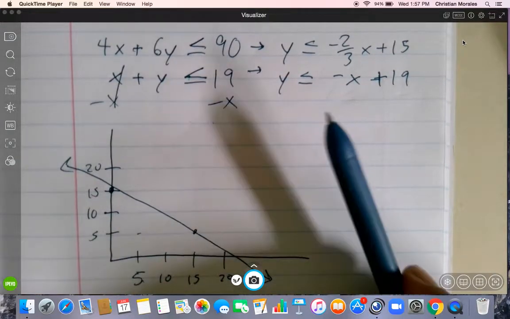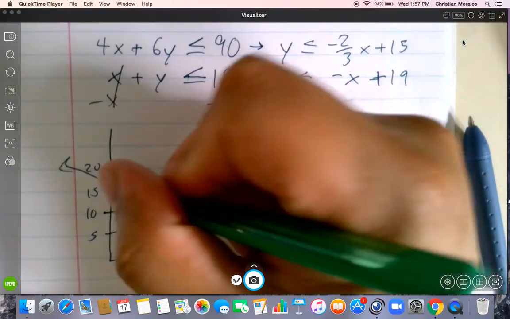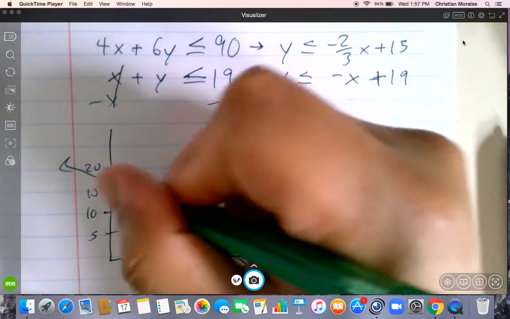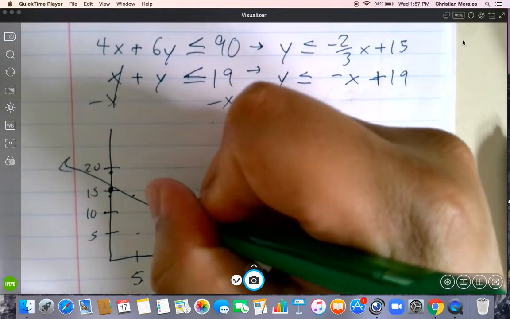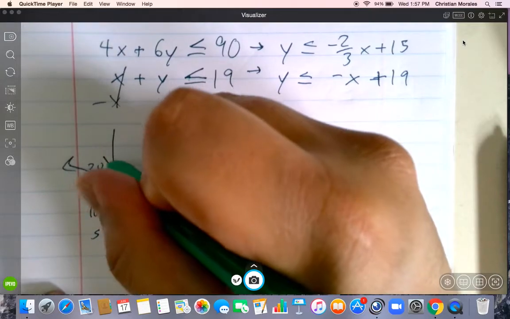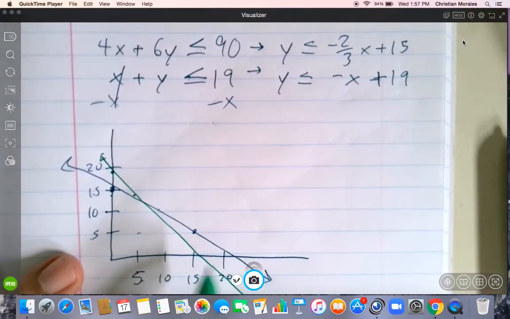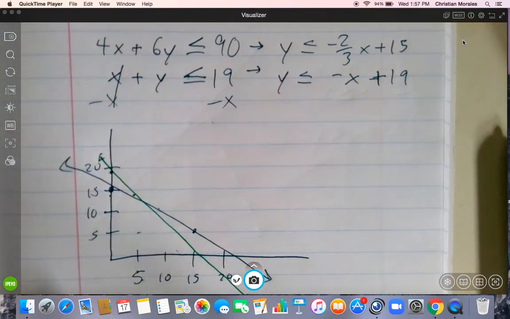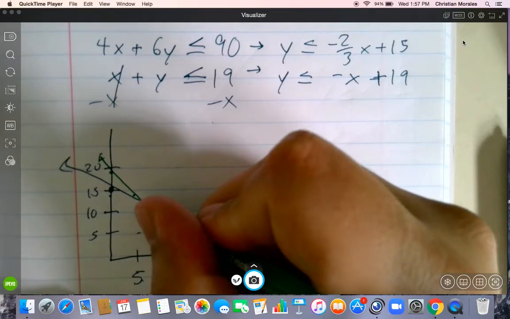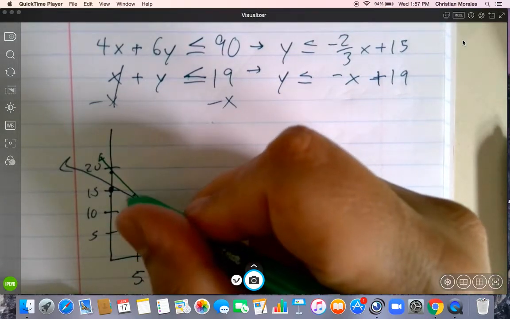Okay, now the difference is here. This one is 19, which is up here. So your slope is down 1 over 1. Down 1 over 1. So your line is going to look like that. Okay, and your answer can be anywhere here that's shaded. To get 19 cases, you're probably going to get somewhere up here. To get 19 cases, you could probably even get more.